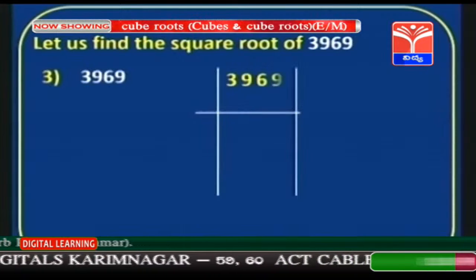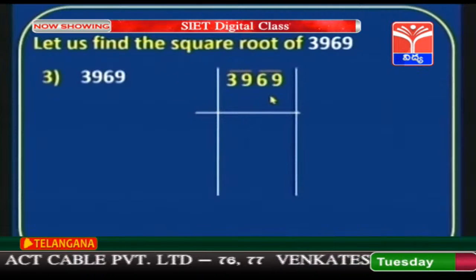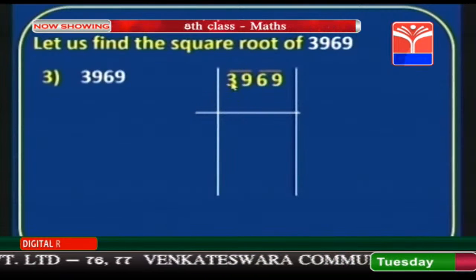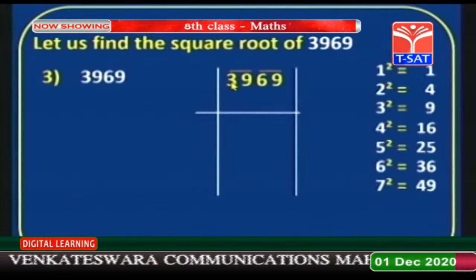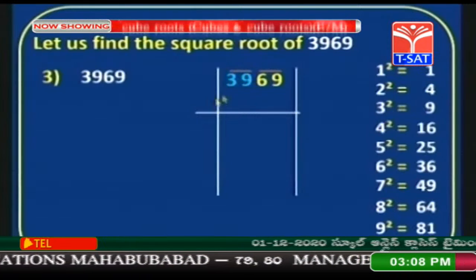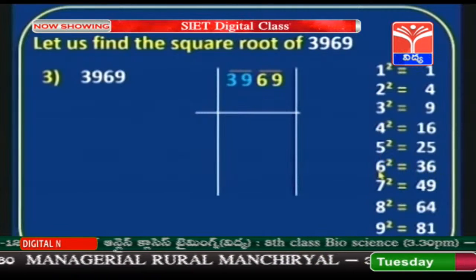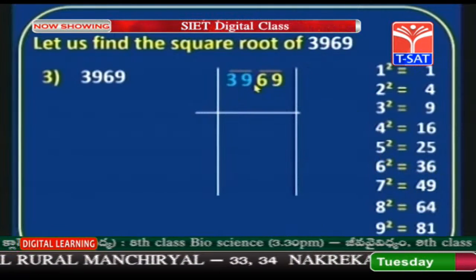Find the square root of 3969. Okay, children, again I am making groups here. Now you got 2 groups. We do not have any single digit. I am taking the squares up to 9. What is the value here? 39. So, which square do we have to take? 5 square, 6 square, 7 square. Which square do we have to take?